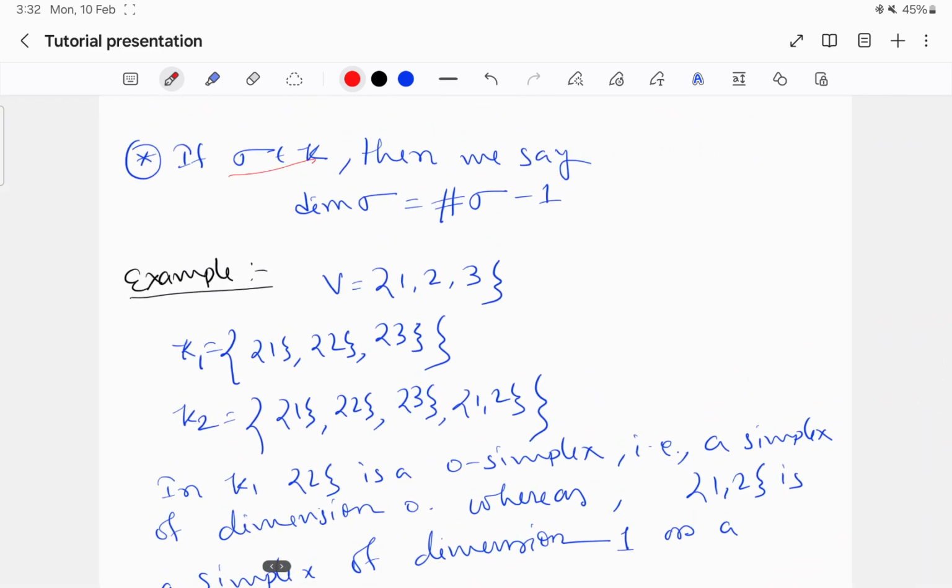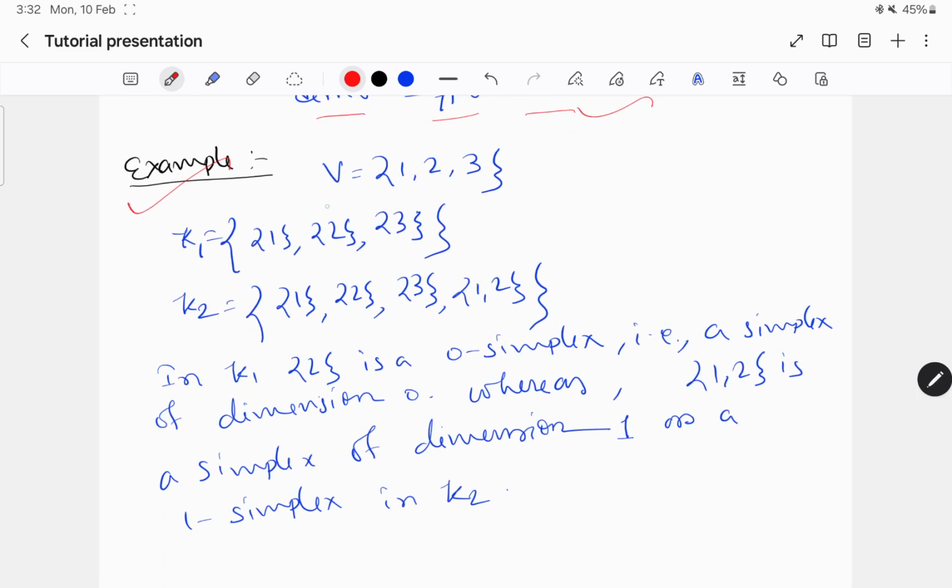If you take any simplex in a simplicial complex, then the dimension of the simplex is the number of elements in that simplex minus 1. Take this example. If we take the vertex set to be {1, 2, 3}, and these are some collections of subsets of V, K1 and K2, one can easily check that these two are indeed simplicial complexes. If you take the singleton {2}, this is a 0-simplex because it has one element, so 1 minus 1, the dimension, is 0. Similarly, this has two elements, the set {1, 2}, so the dimension of the simplex is 1, and we can also say it is a 1-simplex in K2.